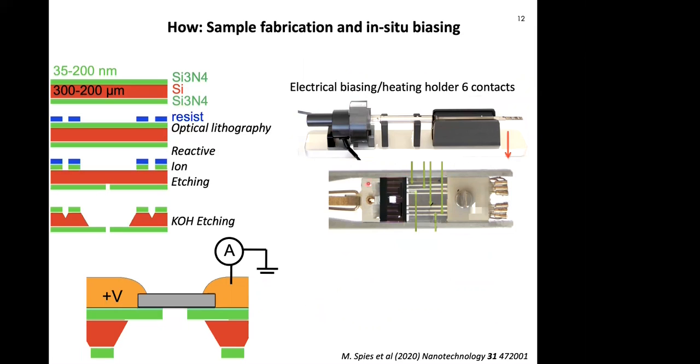And here is the zoom on the tip region. Here we make contact with the chip with these 6 needles landing on large contact pads, and now we are ready for an in-situ biasing experiment. If you find this interesting, we recently published this nanotechnology paper giving many details about the membrane fabrication and a summary of all the things you can do with them, or we did with them.